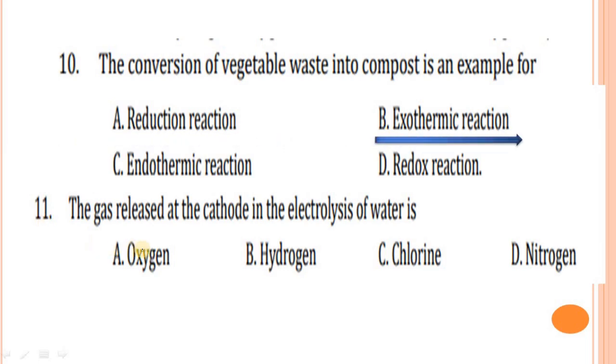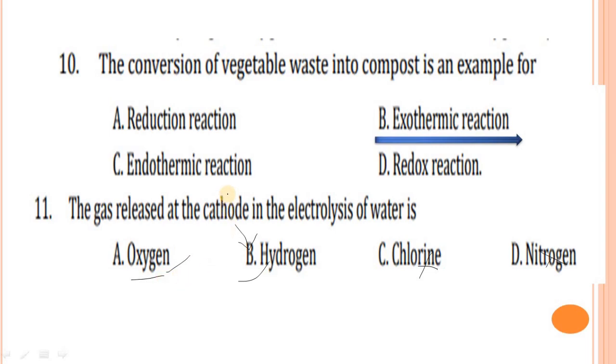Question number 11. The gas released at the cathode in the electrolysis of water is oxygen, hydrogen, chlorine, or nitrogen. Here chlorine and nitrogen will be the wrong answers because no chlorine and nitrogen will be formed when the electrolysis of water takes place. If you see the oxygen and the hydrogen, at the cathode end you can find the hydrogen gas, and at the anode end you can find the oxygen gas.